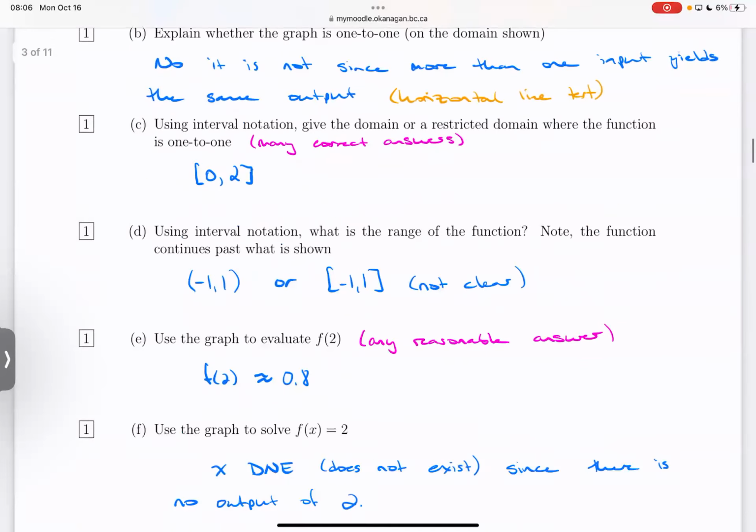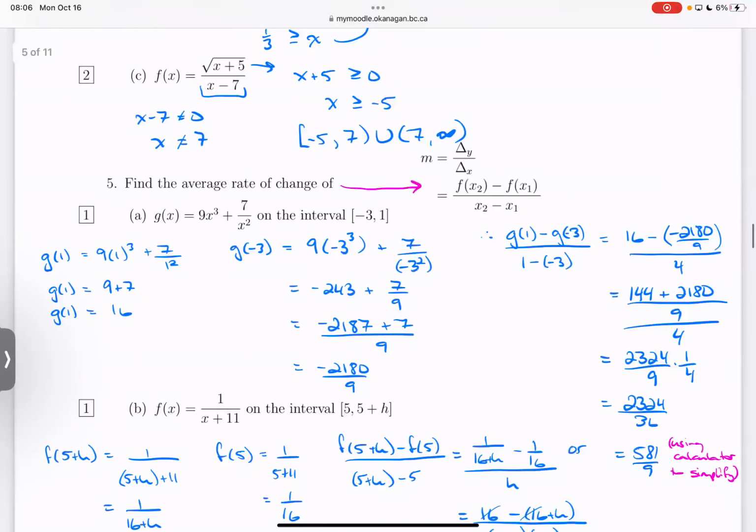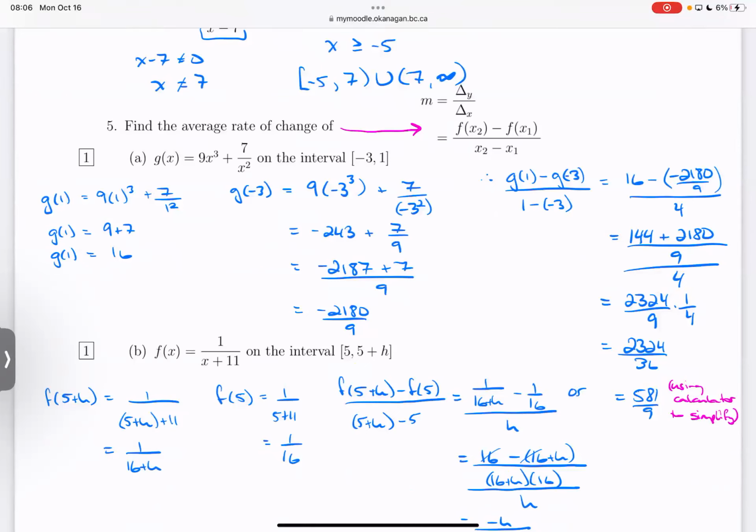Now, where is it? Where is it? That little, it was this one.